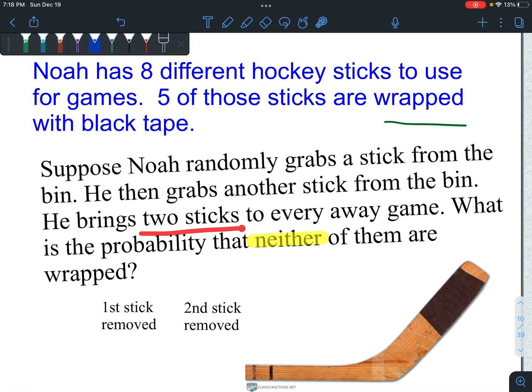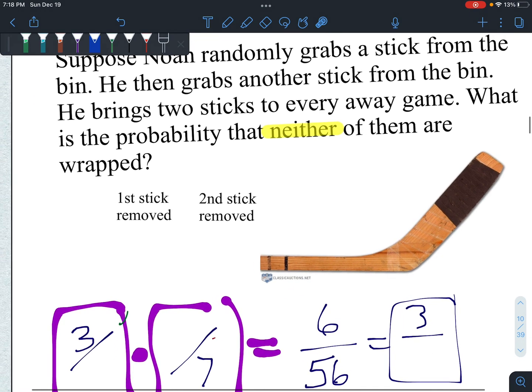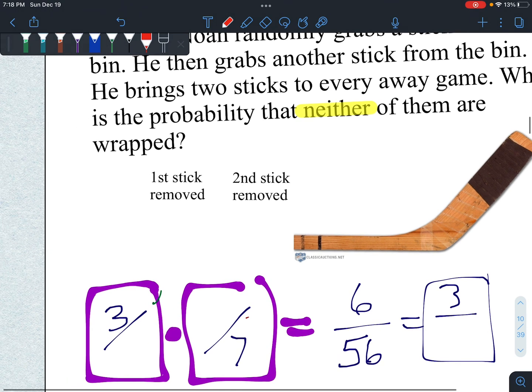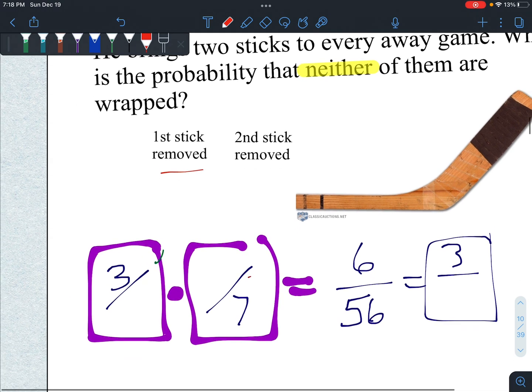So he grabs 2 sticks, doesn't pay attention. He gets there. What is the chance that neither of them are wrapped? Well, what is the chance the first stick was not wrapped? That would be 3 out of 8, because 5 of them were, so 3 of them were not. Now the second time I grab, the second stick, there would now be 1 less unwrapped, and there would be only 7 sticks left in that bin.